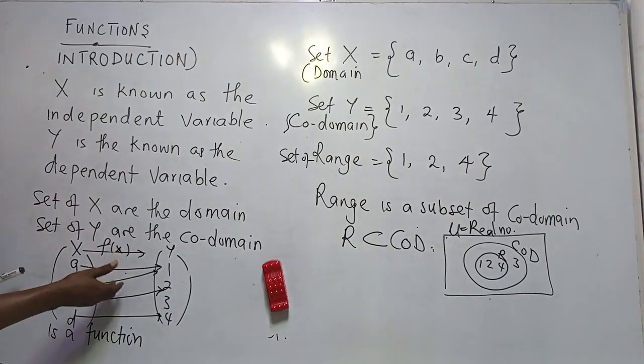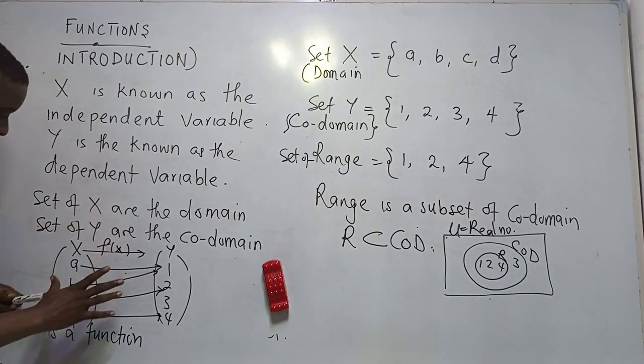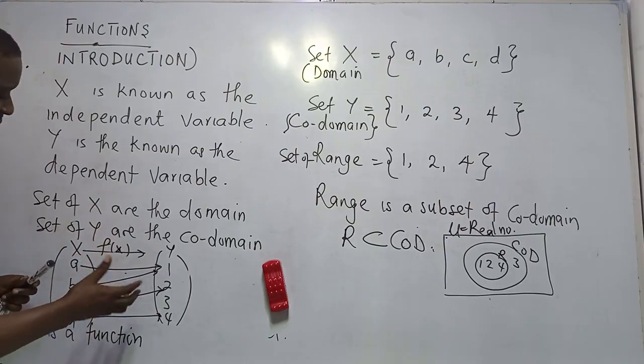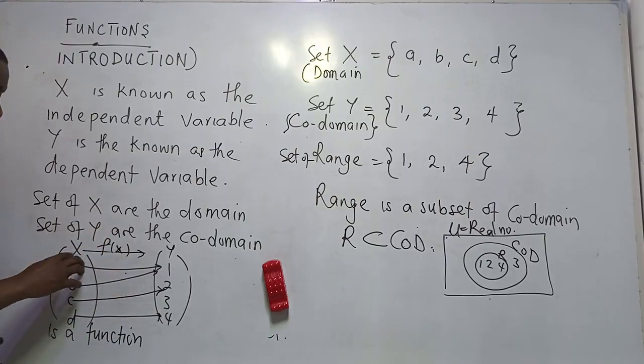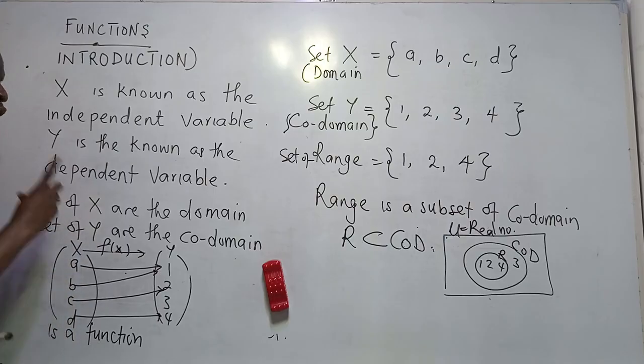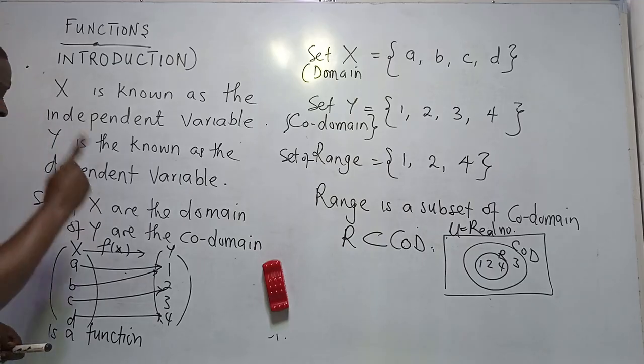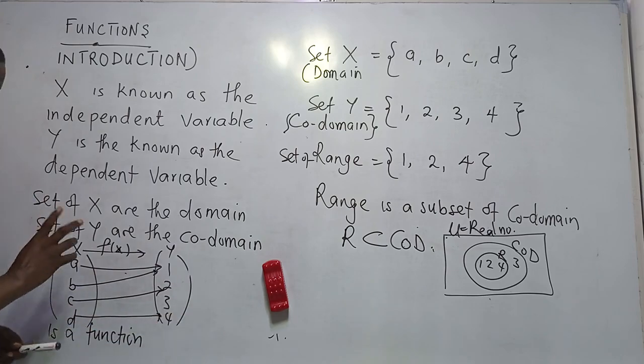Is this particular function given to us defined? Yes, it's defined. Why is it defined? Because all the elements of the domain have only one and only one member in the codomain. That is 1.